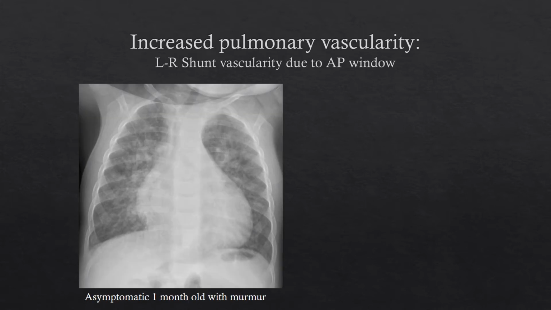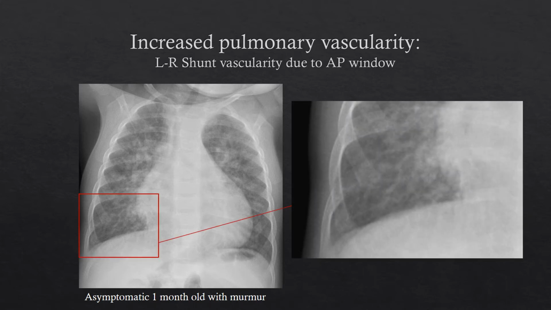Here is an example of increased pulmonary vascularity due to enlarged pulmonary arterial vessels or shunt vascularity. This is due to a patient with a left to right shunt related to an aortopulmonary window. If we look at the more peripheral aspect of the lung where we expect the pulmonary vessels to taper, we can see that there are too many vessels here and they are larger than normally seen.